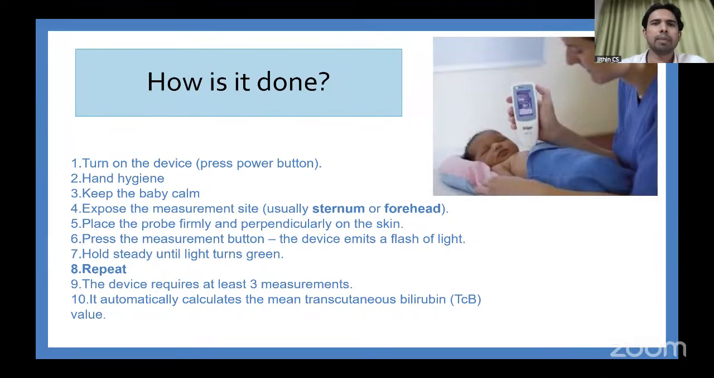There is a power button on the side. We have to switch it on. And once the baby is calm, we usually press it perpendicular to the skin over the sternum or the forehead. Generally, we might require 3 measurements and the machine will give a mean of the 3 measurements, but we can obviously change it according to our preference. The minimum is 2 and the maximum we can go up to is 5 measurements to get the mean.